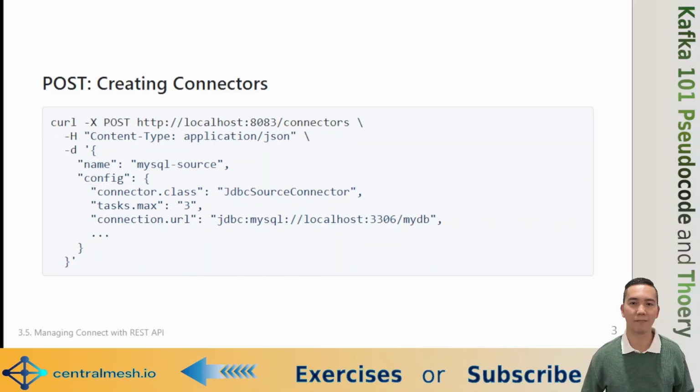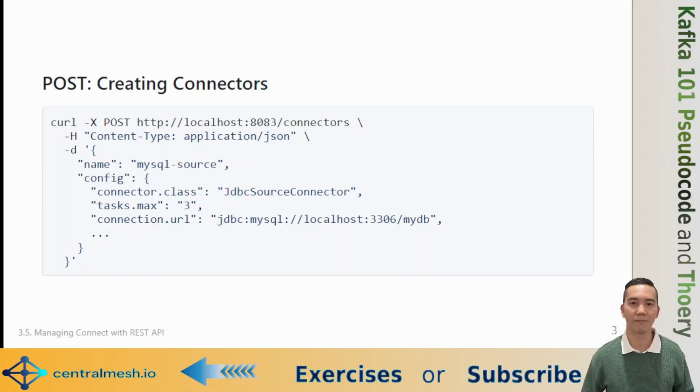Let's start with the most common operation, creating a connector. Here we are sending an HTTP POST request to the /connectors endpoint. The request body is JSON and contains two main parts. The first is the connector's name, which uniquely identifies it within the Connect cluster. The second is the configuration object, where we define all the connector-specific settings.